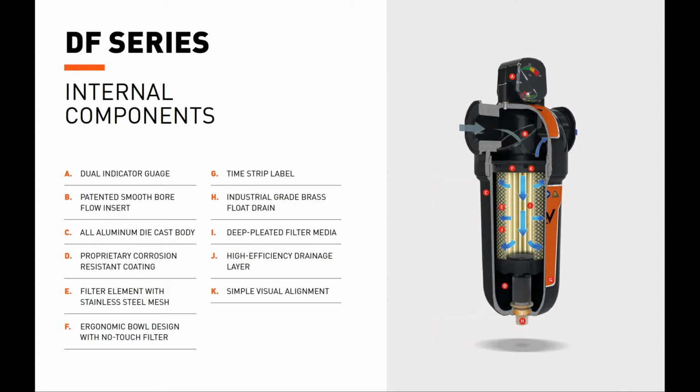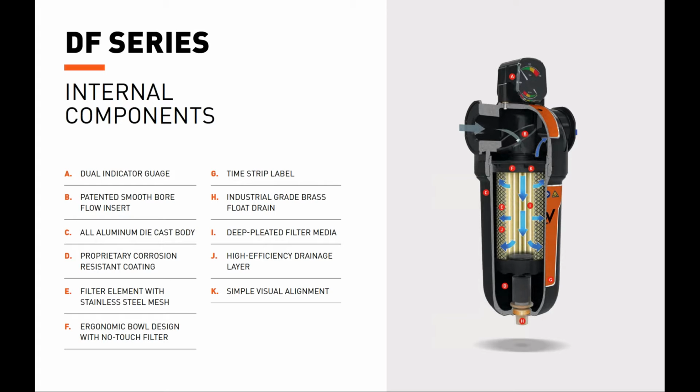Luke will now provide an overview of the internal components of the DF series air filter. So item A is the dual indicator gauge. So this shows the differential pressure drop and the operating efficiency. Item B is the patented smooth bore flow insert, which minimizes turbulence of the air flow coming into the filter.